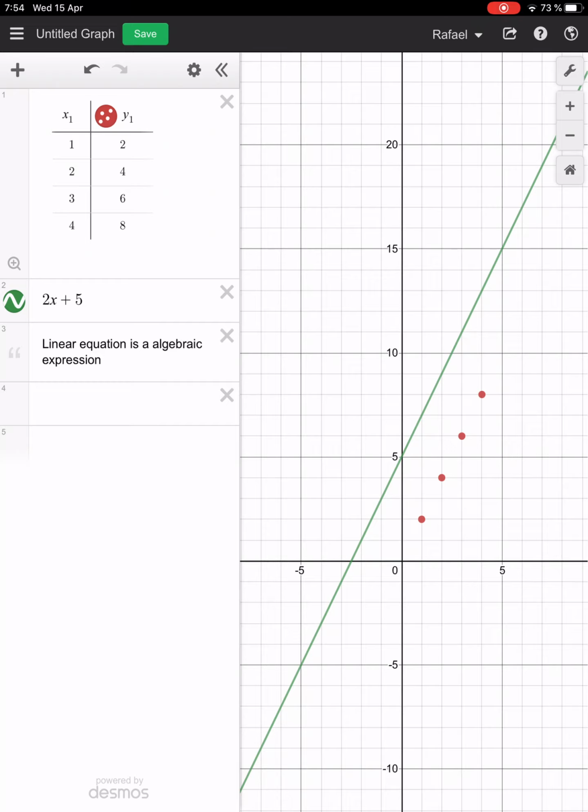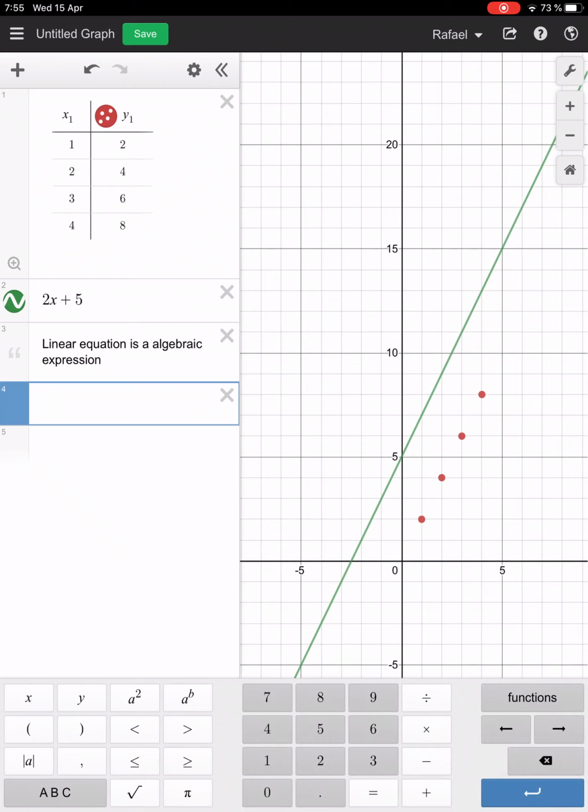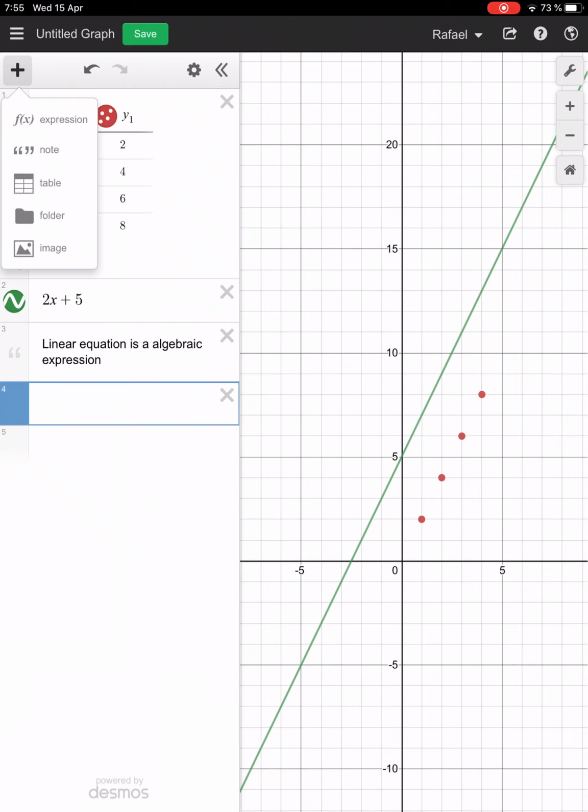For example, when you need to verify that the pattern is a linear pattern, as you see in this example, we can see that the tendency of the points is going to be a linear equation. Therefore, it's going to be a linear pattern. In case, for example, we are going to do a different table.